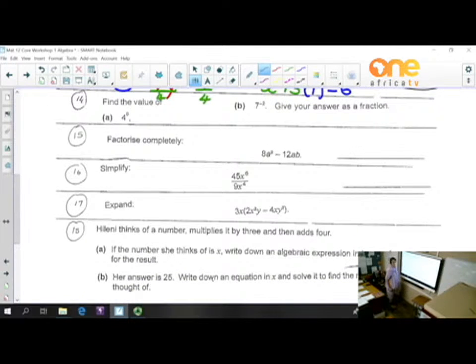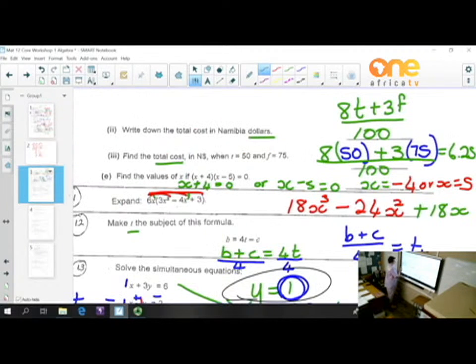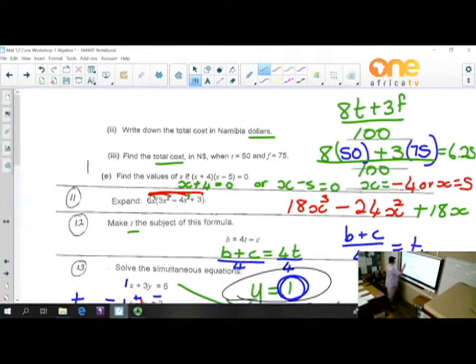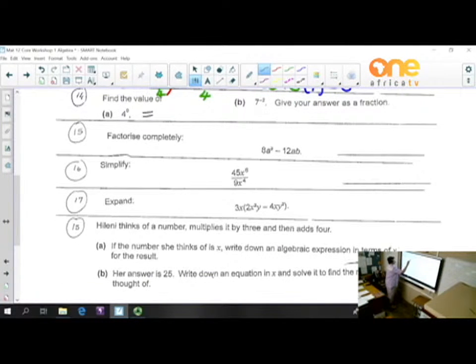Question 14. Now, we've looked at this one now. It was the indices laws that we've looked at just now. We can just go back there. Anything to the power of 0 is 1. So it means this one's answer is going to be 1.